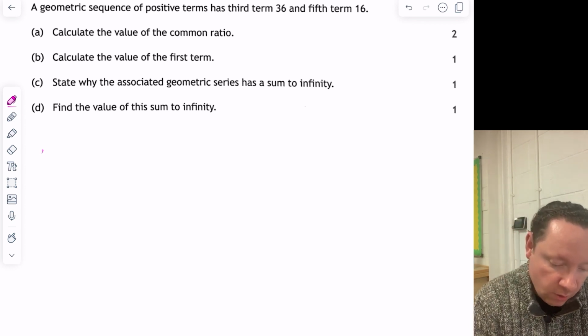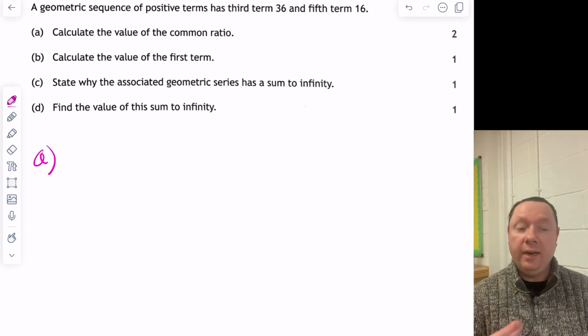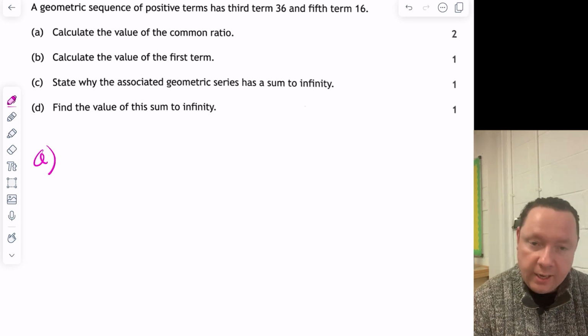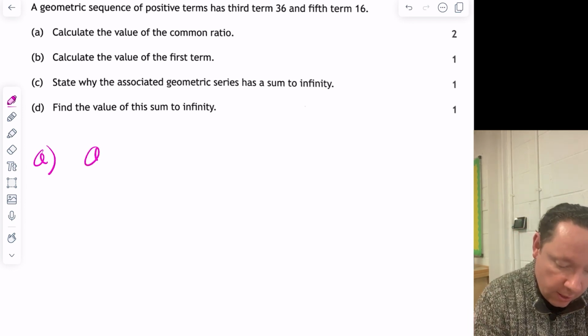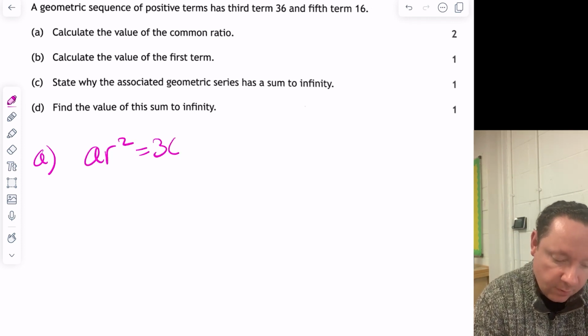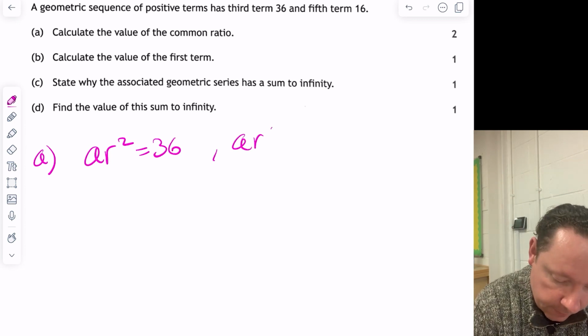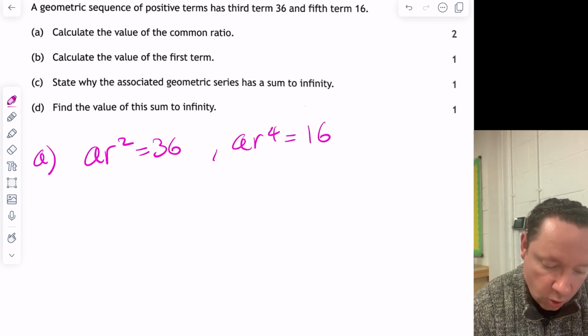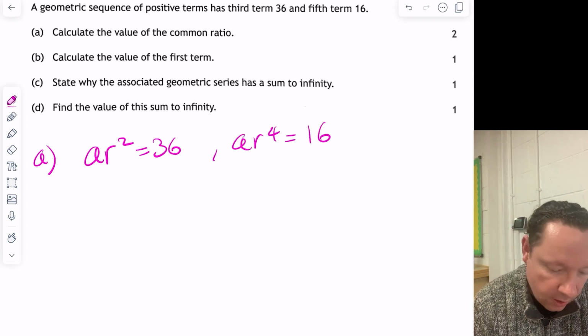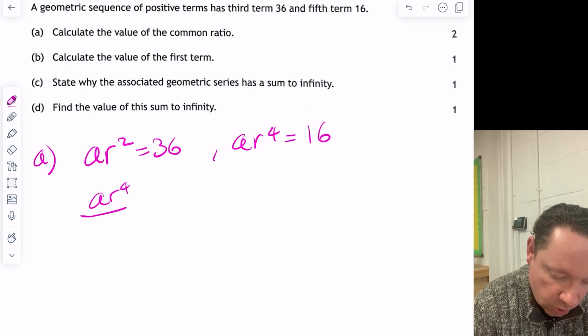Find the common ratio. So a geometric sequence goes a, ar, ar squared, ar cubed, and so on. So ar squared is 36, and similarly ar to the 4 must be 16, where r is the common ratio. So we just divide them together: ar to the 4 over ar squared is 16 over 36.